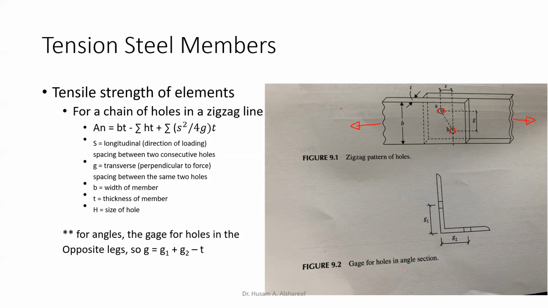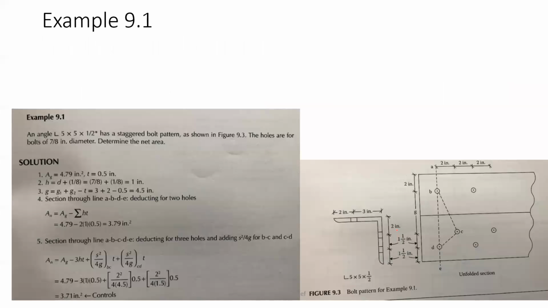Now, for an angle situation, like we see here, our bolts are in two different legs. So then your G is from the edge of the angle to the center. The way we find it is G equals G1 plus G2 minus the thickness. So now, to start with this example, let's look at it in the other recording due to the time constraint.